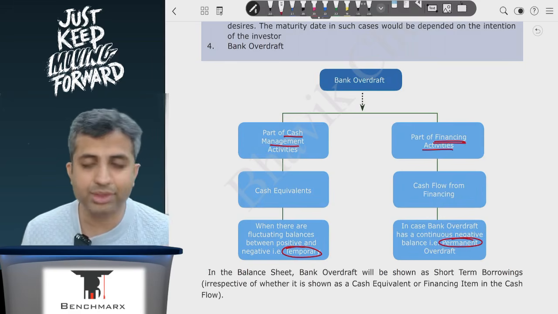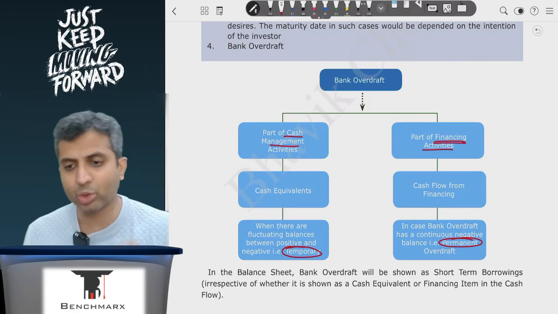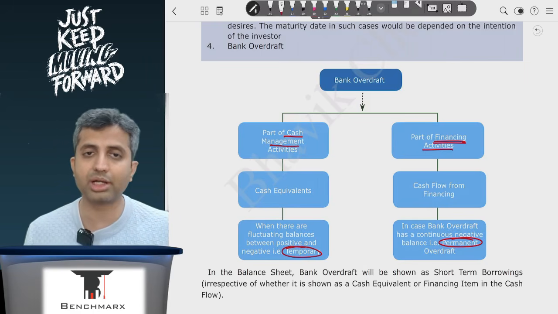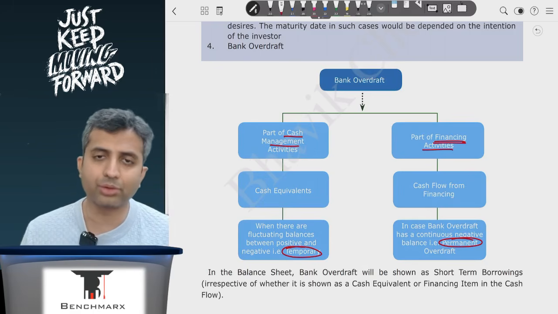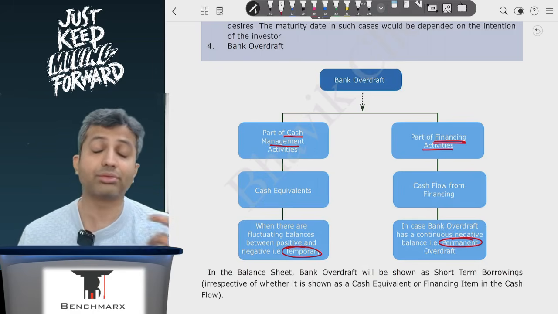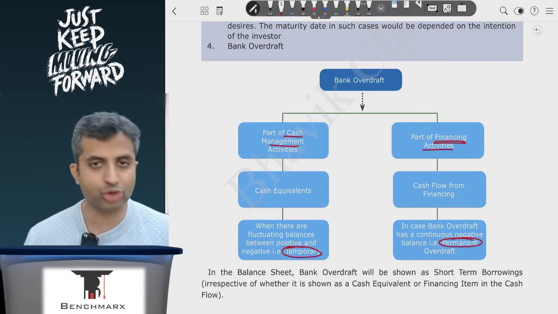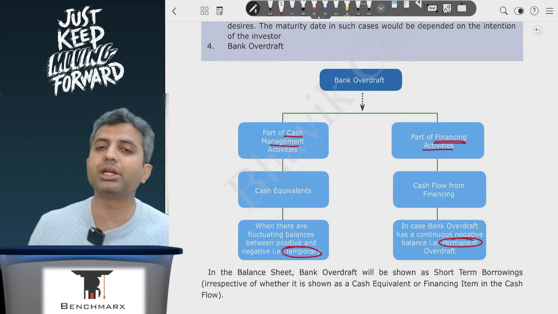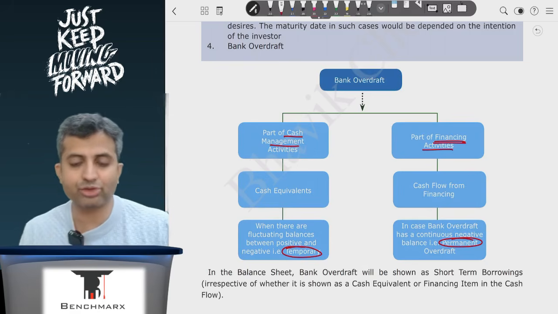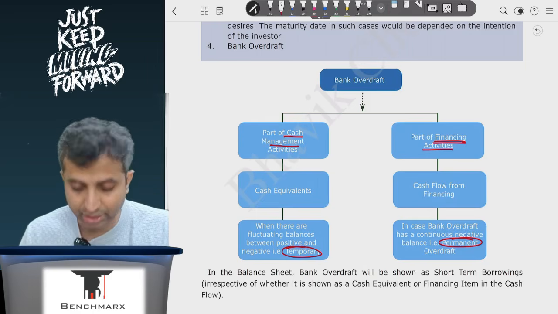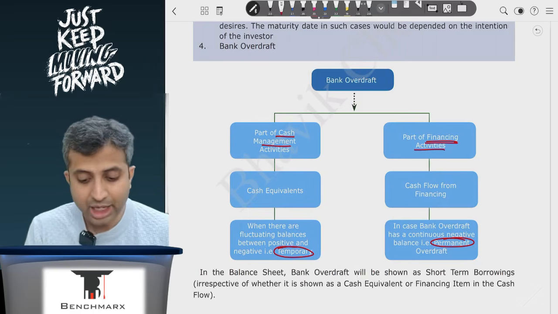Remember, for the purpose of Schedule 3 balance sheet, for Schedule 3 balance sheet, it will always be appearing as short-term borrowings. In cash flow statement, it can either be a financing cash flow, or it can be, let us say, a cash equivalent, either of the case.